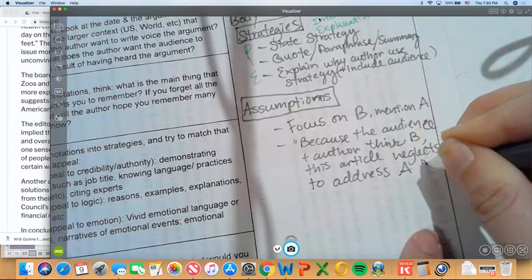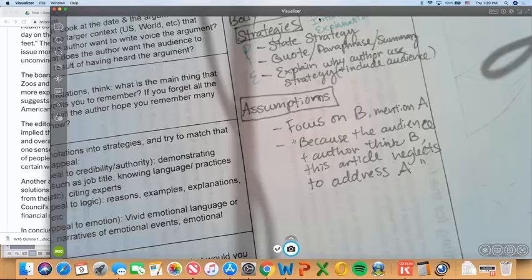So that's kind of one way to think of it. This article neglects to address A.